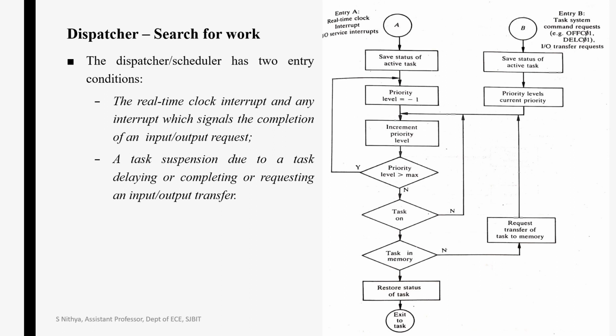If it is yes, it goes back and checks the priority levels again. If it is not, the task will be turned on. If it is no, again it goes to the previous step and increments the priority. If it is yes, then it checks whether the task is in memory, transfers the task to memory, restores the status of the task, and exits the task. This is what is performed in the dispatcher. This is how the dispatcher takes and dispatches the event and puts it under CPU execution.